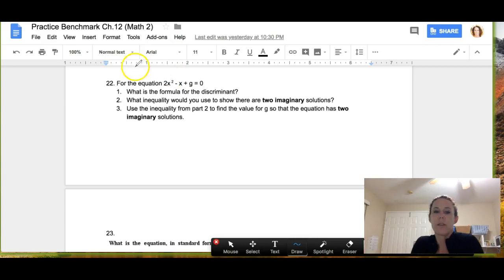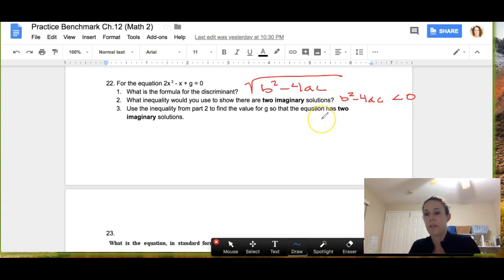Okay, for 22, we're checking the discriminant again. What's the formula for the discriminant? Well, it's the part under the square root of the quadratic formula, b squared minus 4ac. So that's part 1. Part 2, what inequality would you use to show there are two imaginary solutions? In order for it to be imaginary, the value under the square root would have to be negative. So the inequality would be b squared minus 4ac less than 0. Not equal to 0, just less than 0.